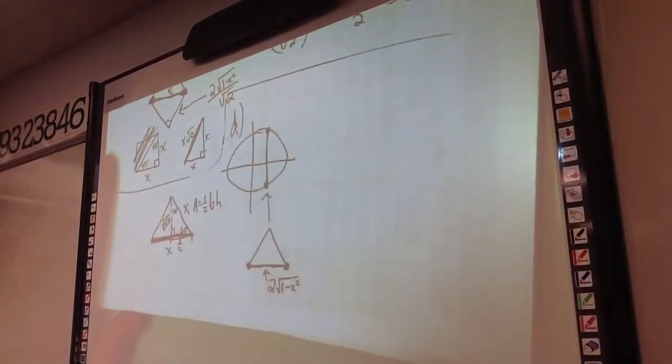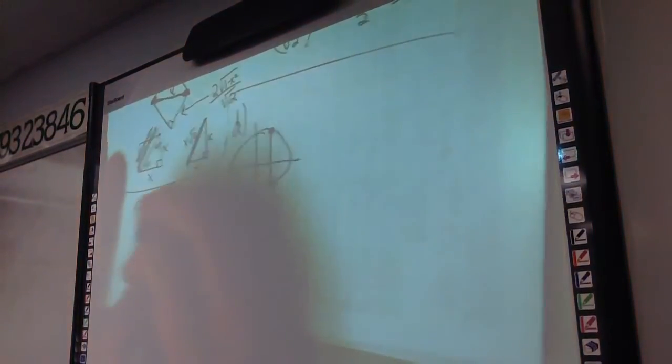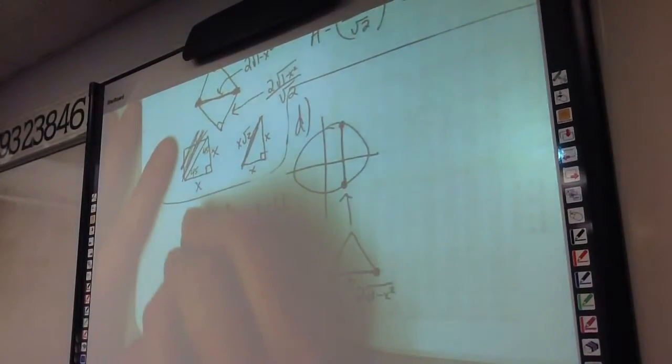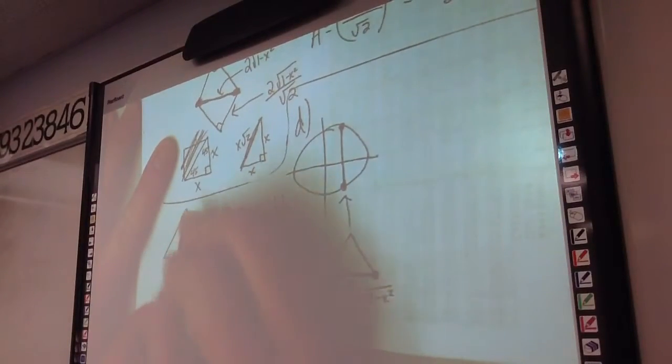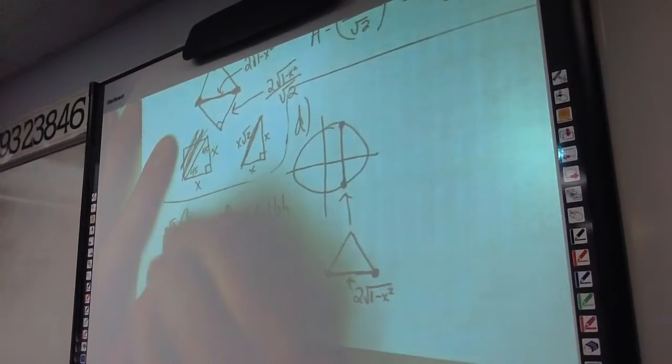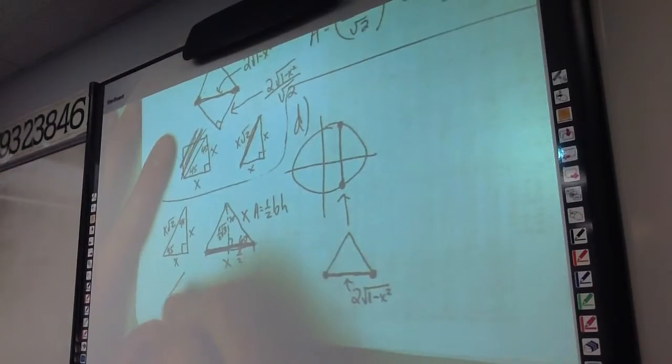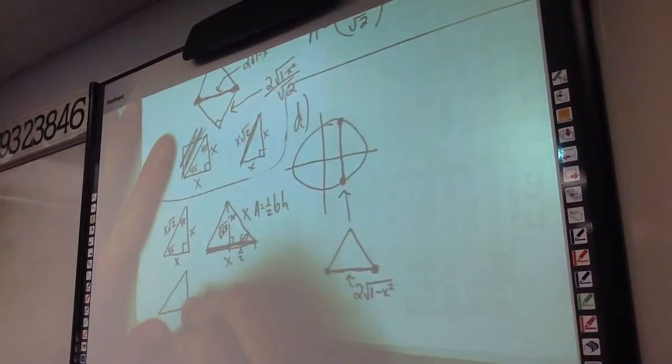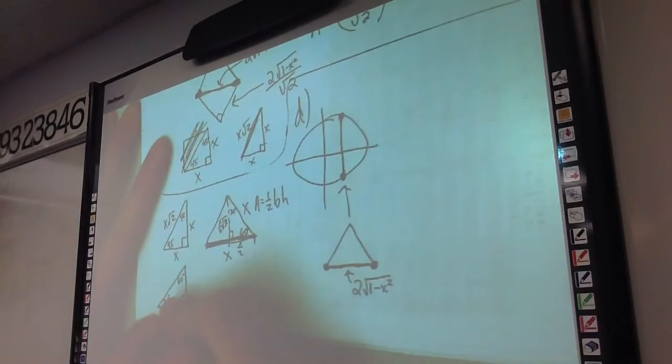Here, I'll show you two little drawings you can write down. That'll help you. Remember these? Here, I'll just do it right now. For 45, 45, 90, if this side's x, this side's x root 2. For 30, 60, 90, if the side opposite from the 30 is x, the hypotenuse is 2x, and this side is x root 3.